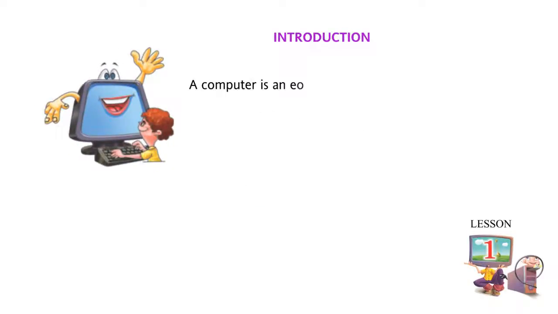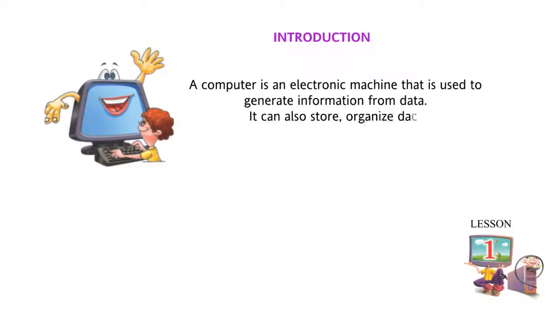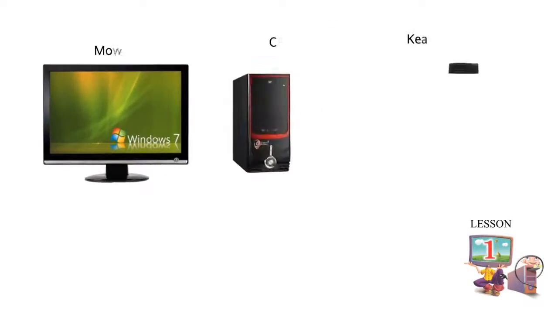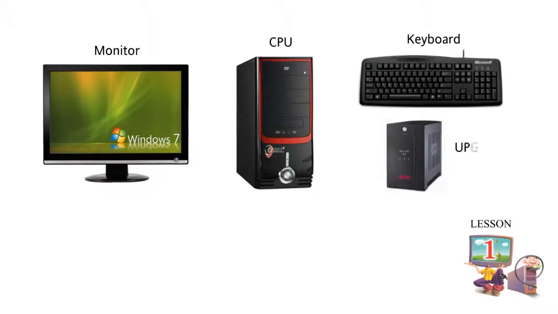Introduction. A computer is an electronic machine that is used to generate information from data. It can also store, organize data and control other machines. Monitor, CPU, keyboard, UPS.